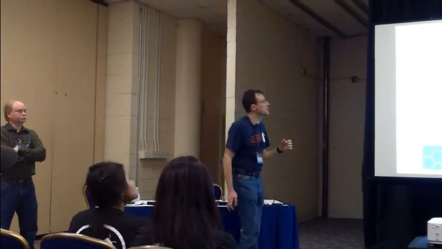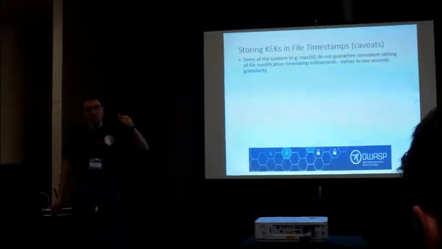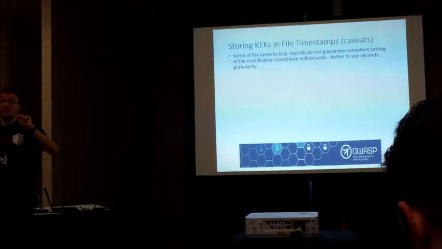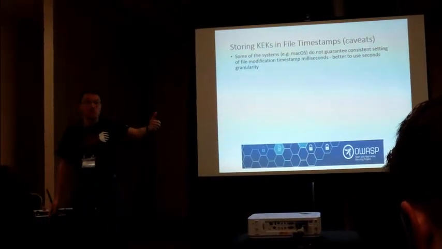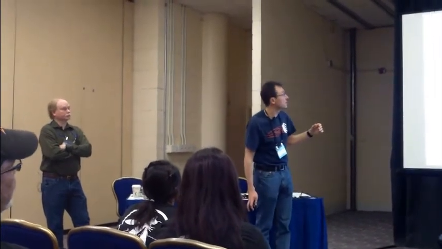There are caveats that come with this method. It's more complex, and as a result, it's a little more fragile. Some of the file systems do not guarantee consistent setting of timestamps. Like we've tried this on Mac, and you set a particular timestamp, and when you read it, it's a different timestamp. Apparently, at least in Java, where we tried it, a modification timestamp does not support consistent setting of milliseconds. So if you choose this as your method, it's better to use second granularity or above: seconds, hours, etc.